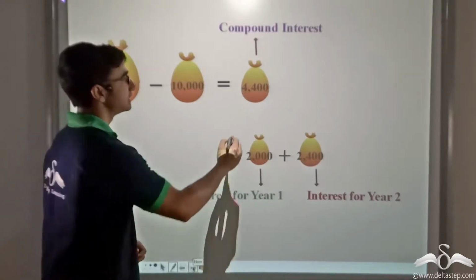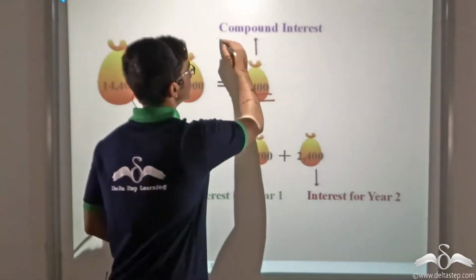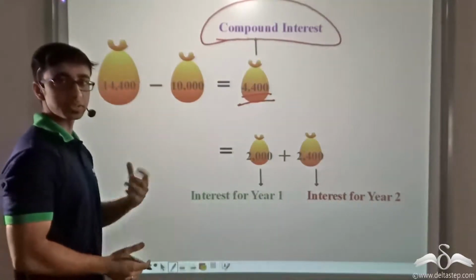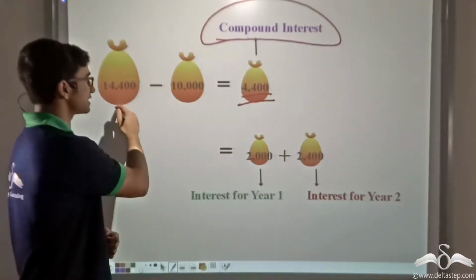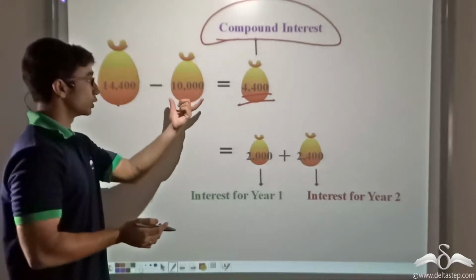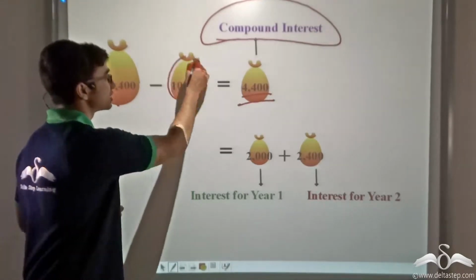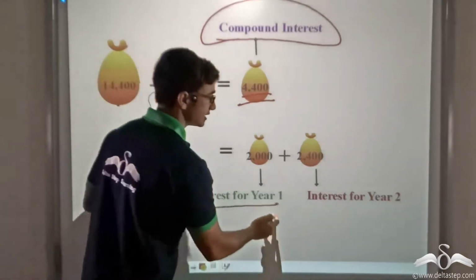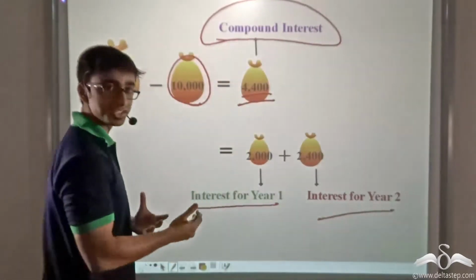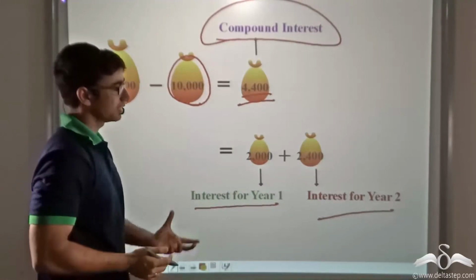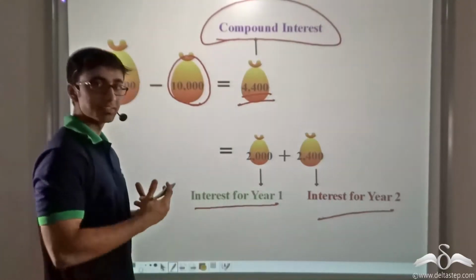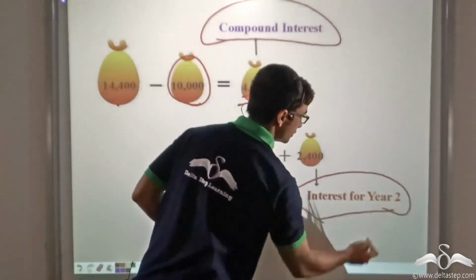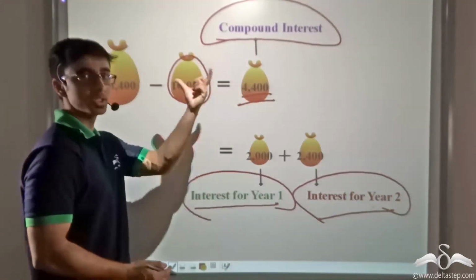Thus, we find that 4,400 represents the compound interest, and these are the two ways in which it can be obtained. Either by subtracting the original sum of money borrowed from the final amount paid, or simply by adding the interests for the individual years. In this case, it was 2 years. If we had more number of years, then by simple addition, we get the compound interest.